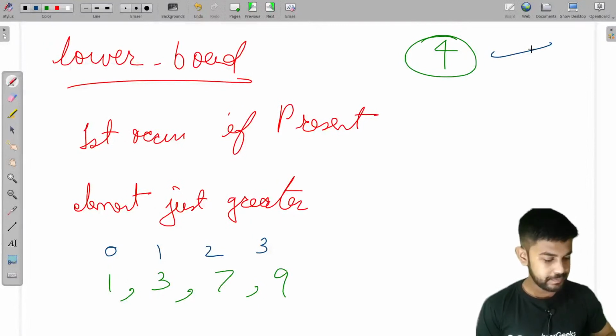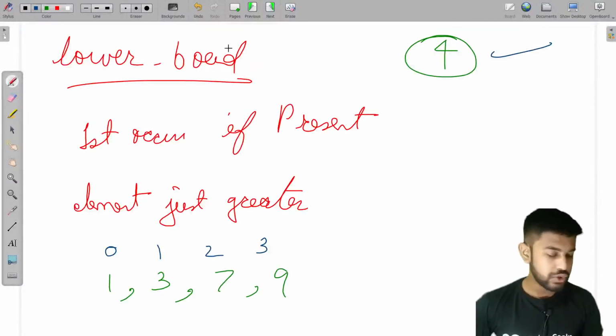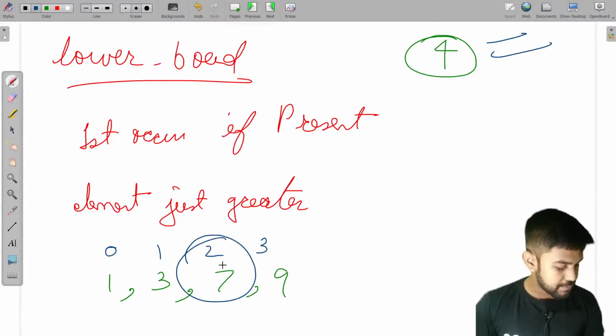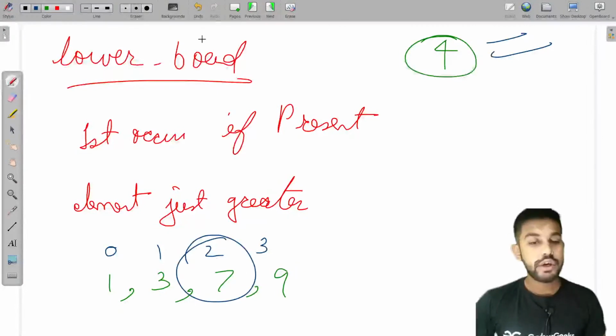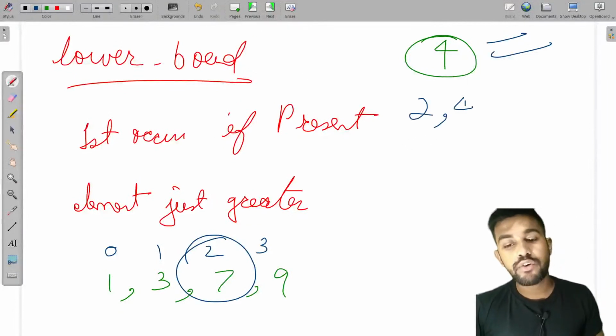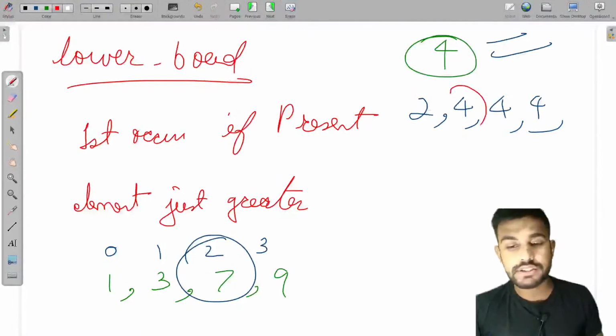Quickly tell me. Okay. So 4 is not present in the array, so it would return us this 7. Yeah, absolutely, Kunal Haldia. If it is present, it would return me the first occurrence. Suppose it was 4, 4, 4 and 4, it would return me the first occurrence of this.